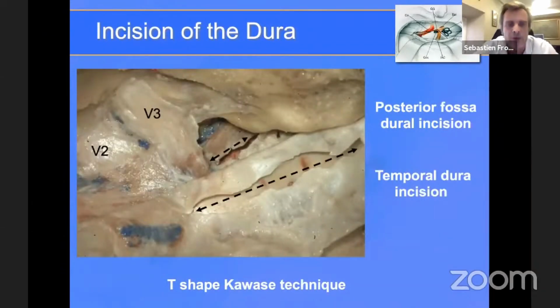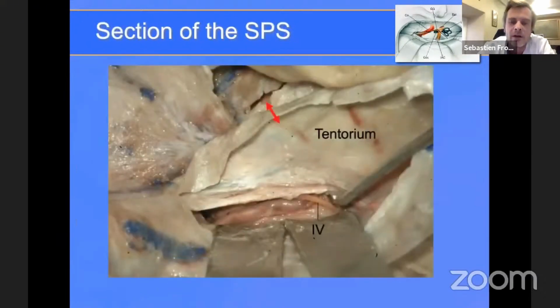Open the dura, you can make an incision on the temporal dura parallel to the superior petrosal sinus, an incision on the posterior fossa dura of the petrous apex, and then you have to cut the superior petrosal sinus and cut the tentorium. It's better to cut the superior petrosal sinus as anterior as possible because you may keep the drainage of the superior petrosal vein. It's not always possible. Depends on the anatomy, depends on the pathology.